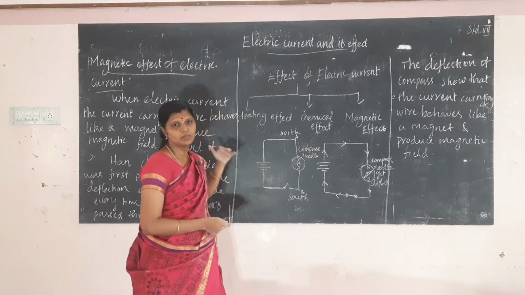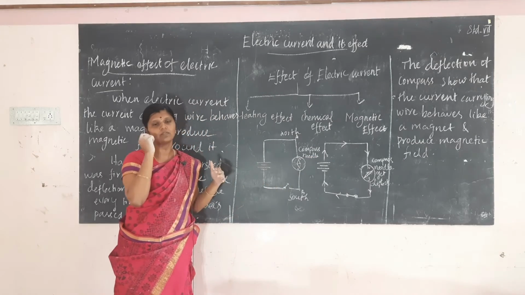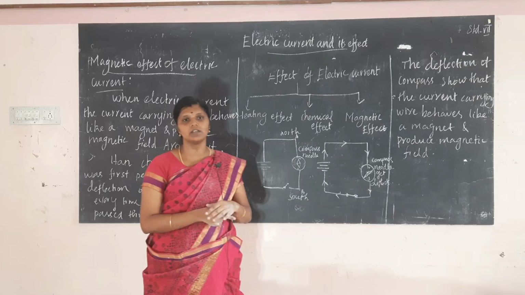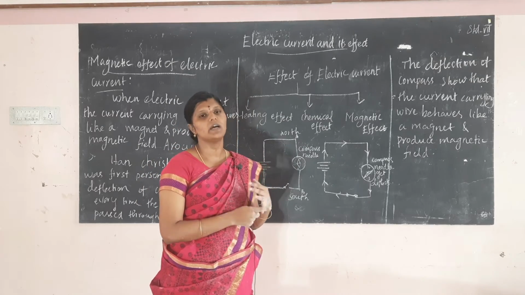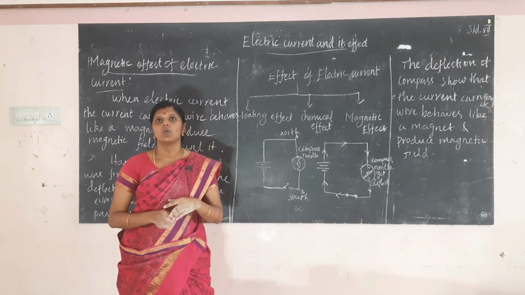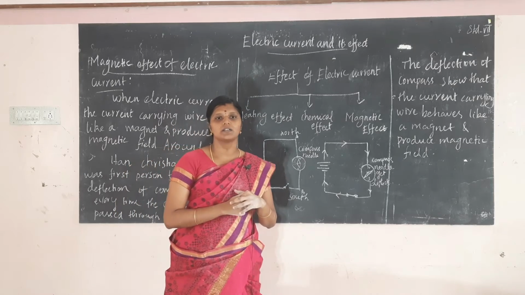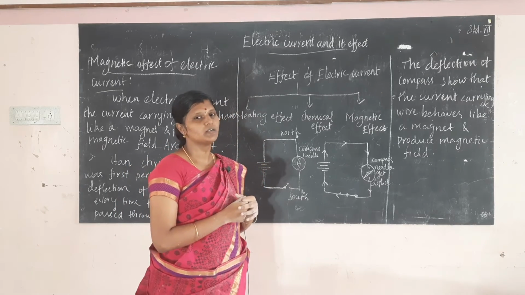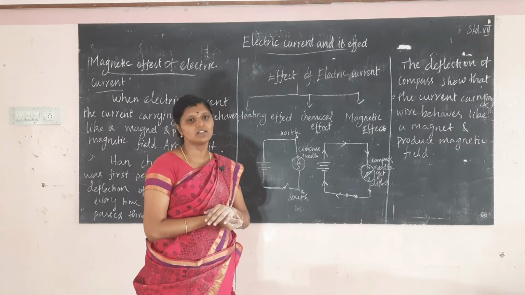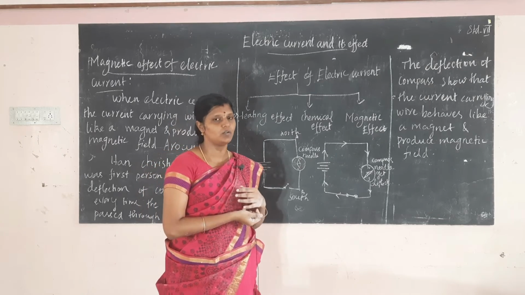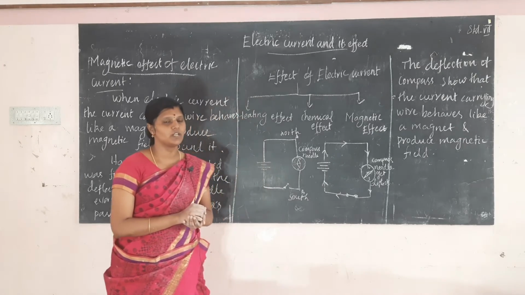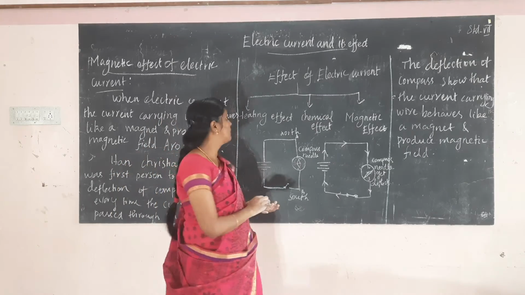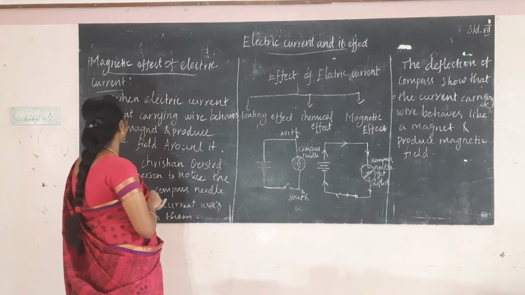In the magnetic effect of electric current, we are also going to discuss what an electromagnet is and the uses of electromagnets, what a solenoid is, and the construction and working of an electric bell. First, we are going to see what the magnetic effect of electric current is.